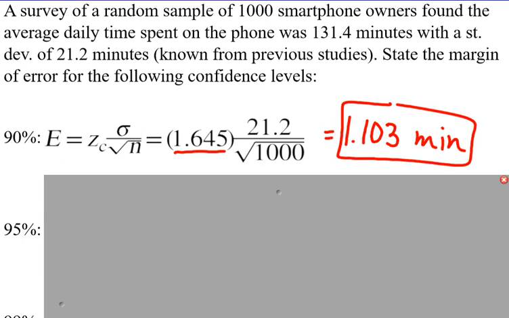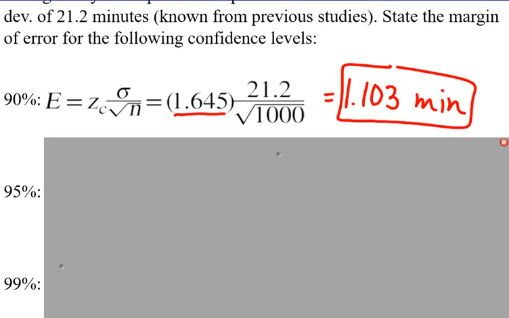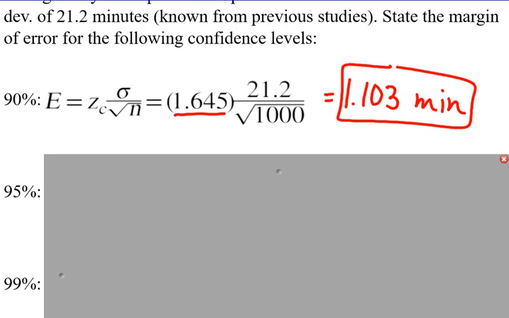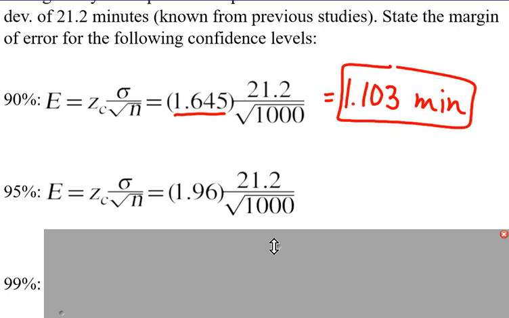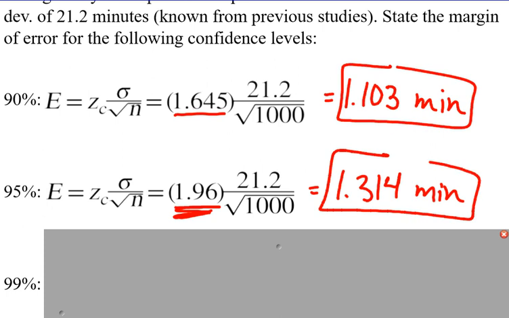If I want a 95% confidence interval, we should expect this number to get bigger. If I want to be more confident, my net needs to be a little bit wider, my interval needs to be a little bit wider. Run the exact same calculation. The only thing that's going to change is the z-critical score. The population standard deviation doesn't alter, and my sample size hasn't changed. When I run it now, I get a margin of error of 1.314 minutes. It needs to be wider, which is what we've seen.